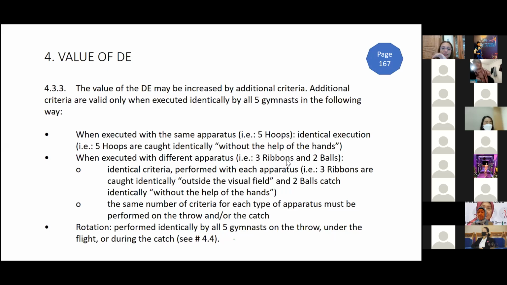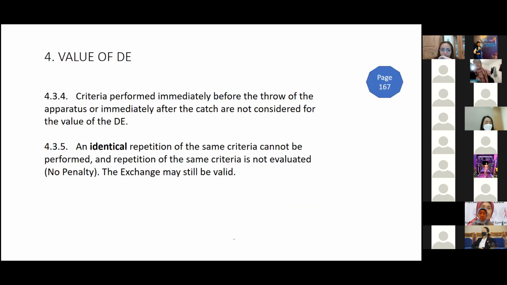A rotation performed identically by all 5 gymnasts on the throw, under the flight, or during the catch can also increase the value. Criteria performed immediately before the throw of the apparatus or immediately after the catch are not considered within the exchange. Any exact repetition of the same criteria cannot be performed again. Repetition of the same criteria is not evaluated, but the exchange is still valid.